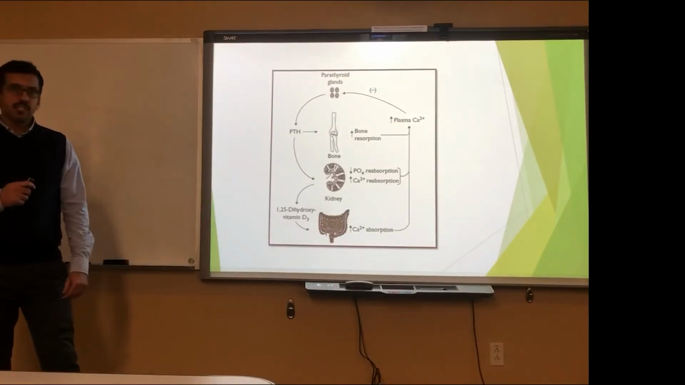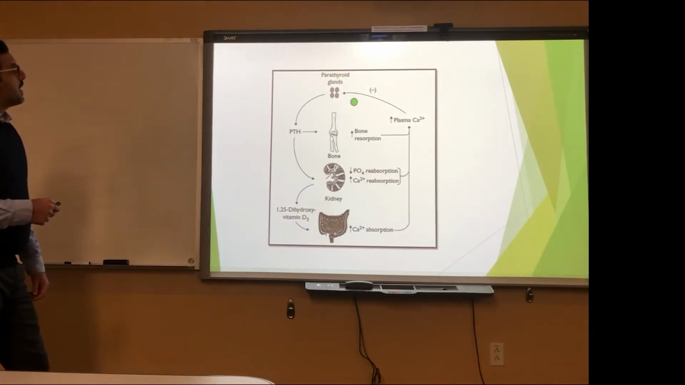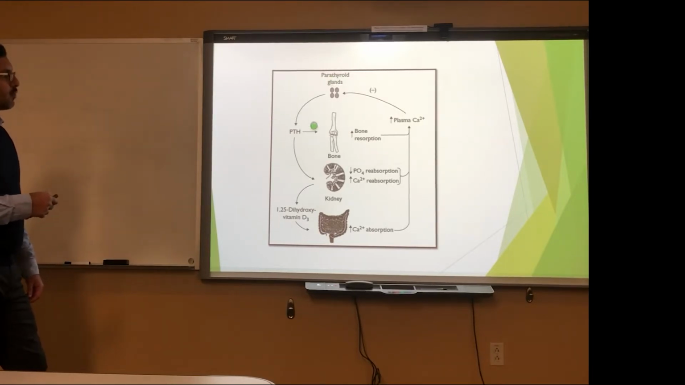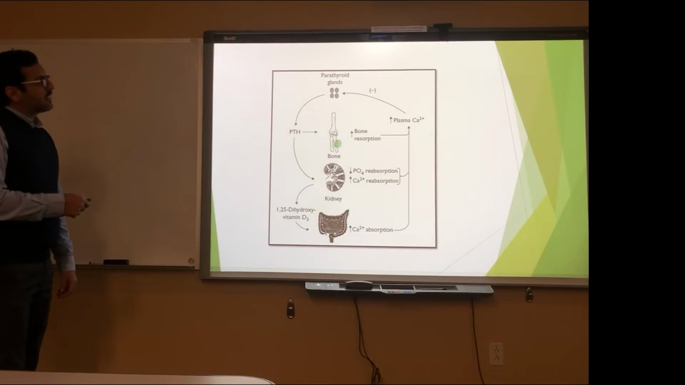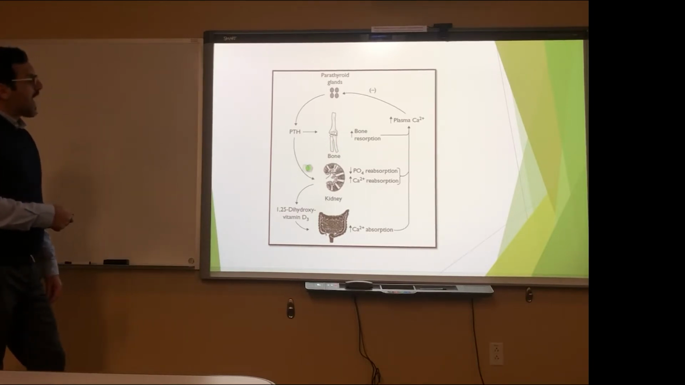This is the calcium physiology, and as you can see, in response to low calcium, the parathyroid gland produces parathyroid hormone. This parathyroid hormone has two main functions. First, it stimulates osteoclasts in the bone to release calcium. Second, it activates vitamin D from 25-hydroxyvitamin D to 1,25-dihydroxyvitamin D in the kidney in order to increase the calcium absorption from the small bowel, and also it increases calcium reabsorption from the kidney and decreases phosphorus reabsorption from the kidney.